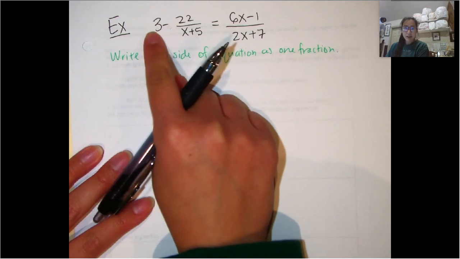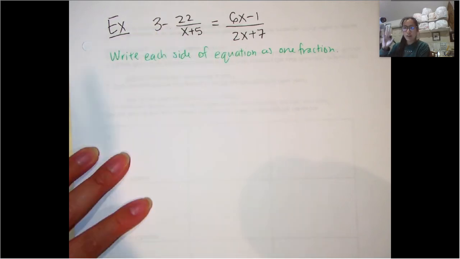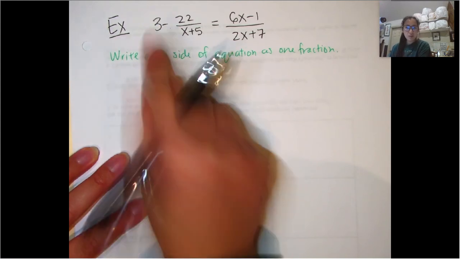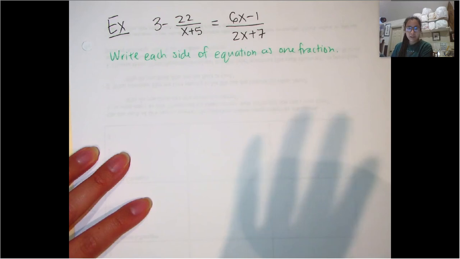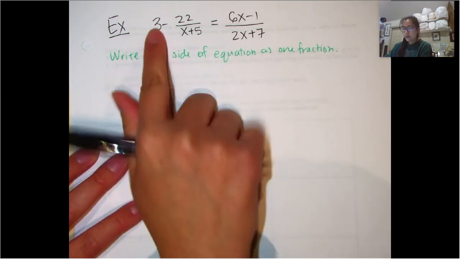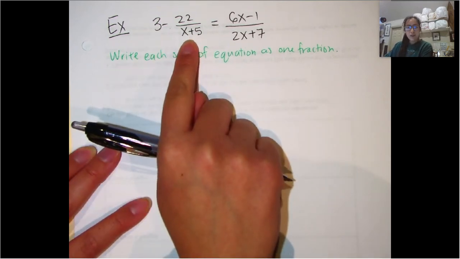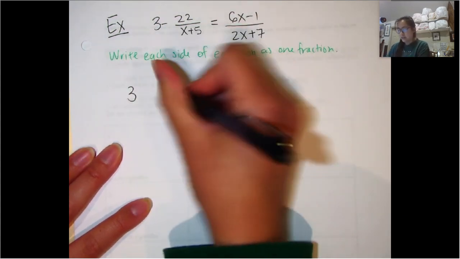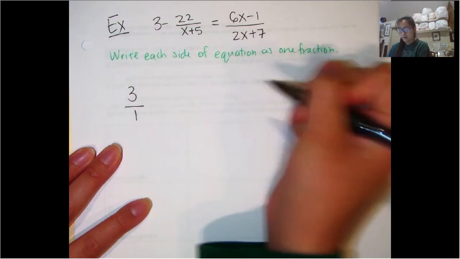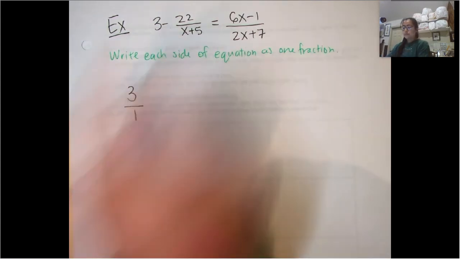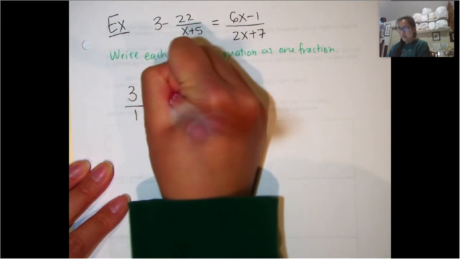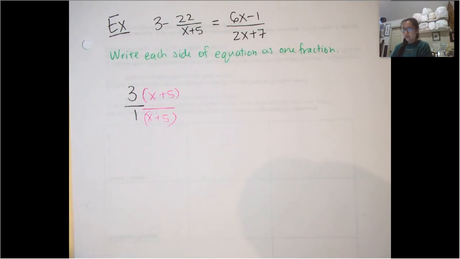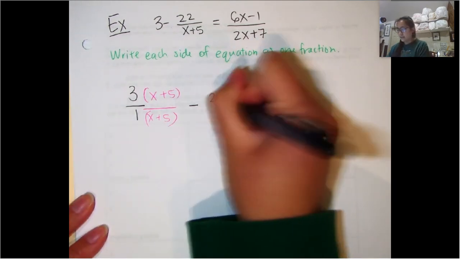For the left side, you need to write that as a fraction. The way we write any number as a fraction is you multiply the numerator and denominator. So 3 is the same as 3 over 1. We multiply the numerator and denominator by something to create a fraction with a denominator of x plus 5, so we multiply by x plus 5 over x plus 5. That's so it has the same denominator as the other fraction on this side.